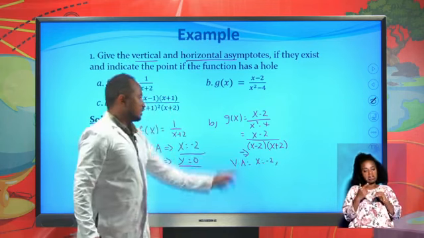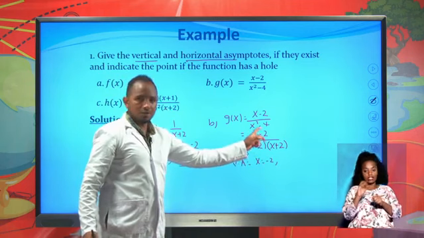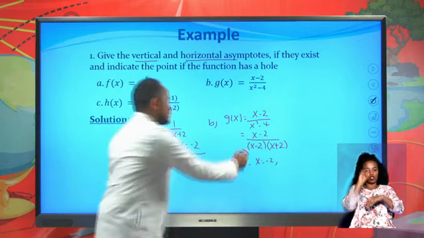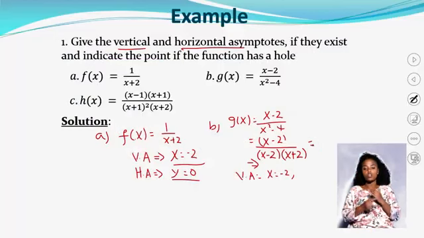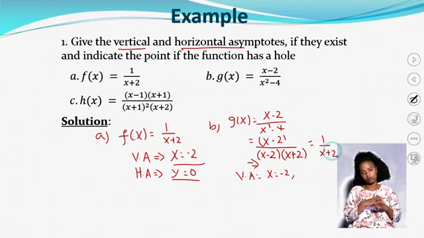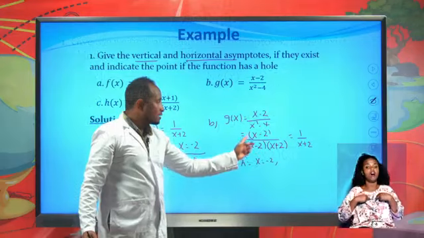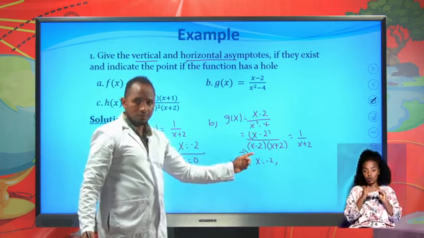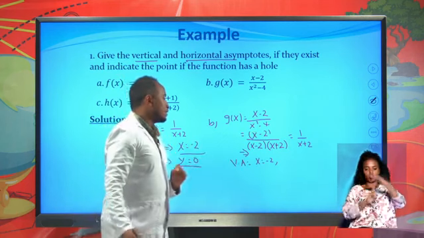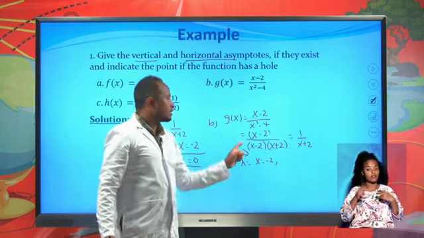Let's check for this one. If you put 2 here, it makes 0. Not only this one, it makes the numerator also 0. And when you simplify this, you'll have only 1 over x plus 2. Therefore, this function will have a hole at x equals 2, since x equals 2 makes both the numerator and denominator 0. So it will have a hole at that point. And when further simplified, you will not have this expression there.